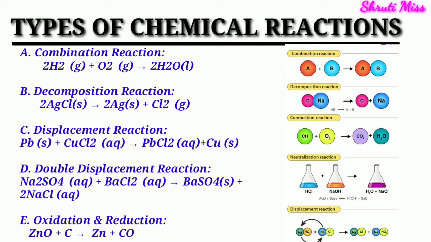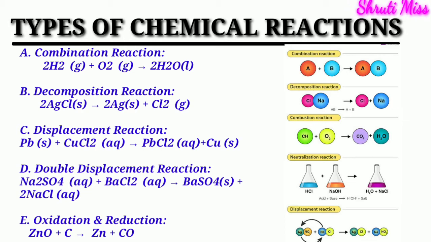So here we can see that there are two molecules of hydrogen gas and one molecule of oxygen gas, and after reaction they will give two molecules of H2O. Actually they will make 2 H2O in the liquid form.